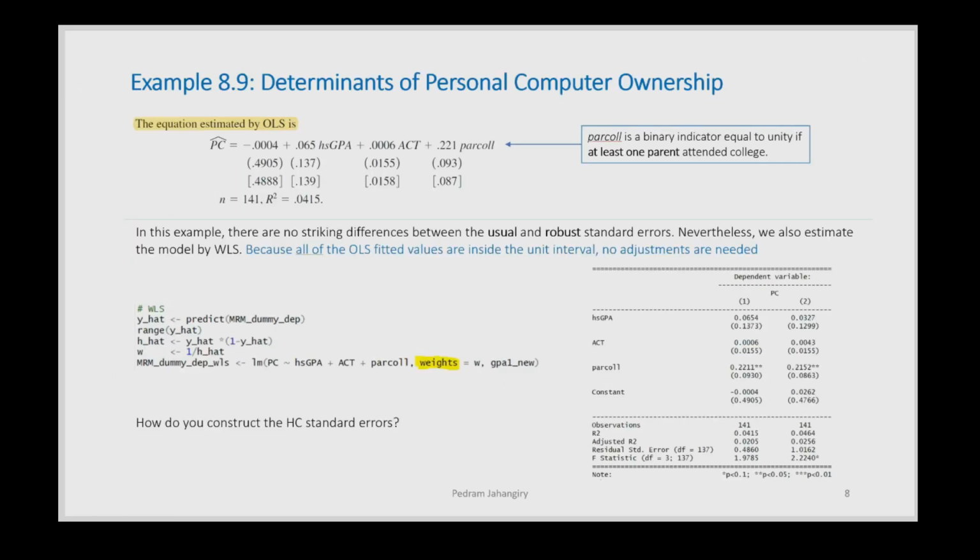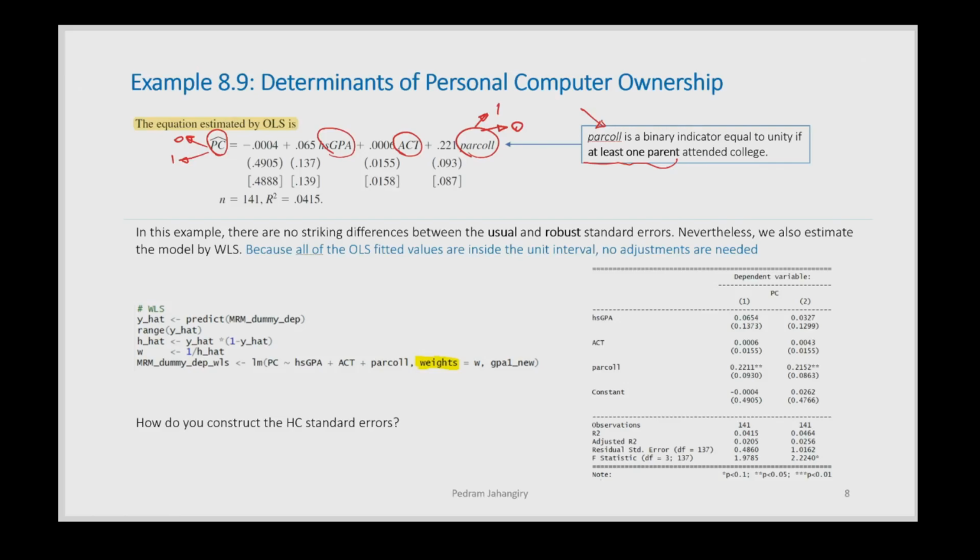Imagine, so here's an example. Imagine we want to regress PC ownership, so this can be 0, 1, right? On high school GPA, ACT score, and parents' college. So basically, parents' college is a binary indicator equal to unity. It's 1 if at least one parent is college educated, right? So if father goes to college or mother goes to college, then parents' college is going to be equal to 1. Otherwise, it's going to be equal to 0. Okay.